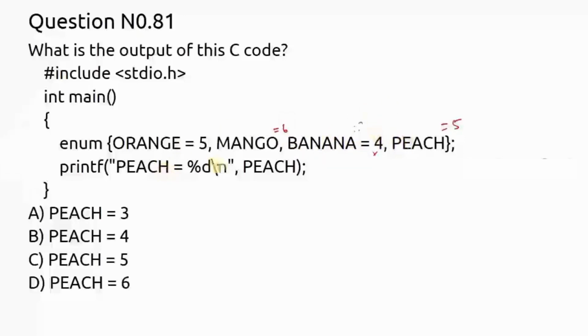So now it is asking for peach. The value of peach is 5. 5 will be printed. The answer is C. If it were asking for mango, then the value would become 6. So the answer is C.